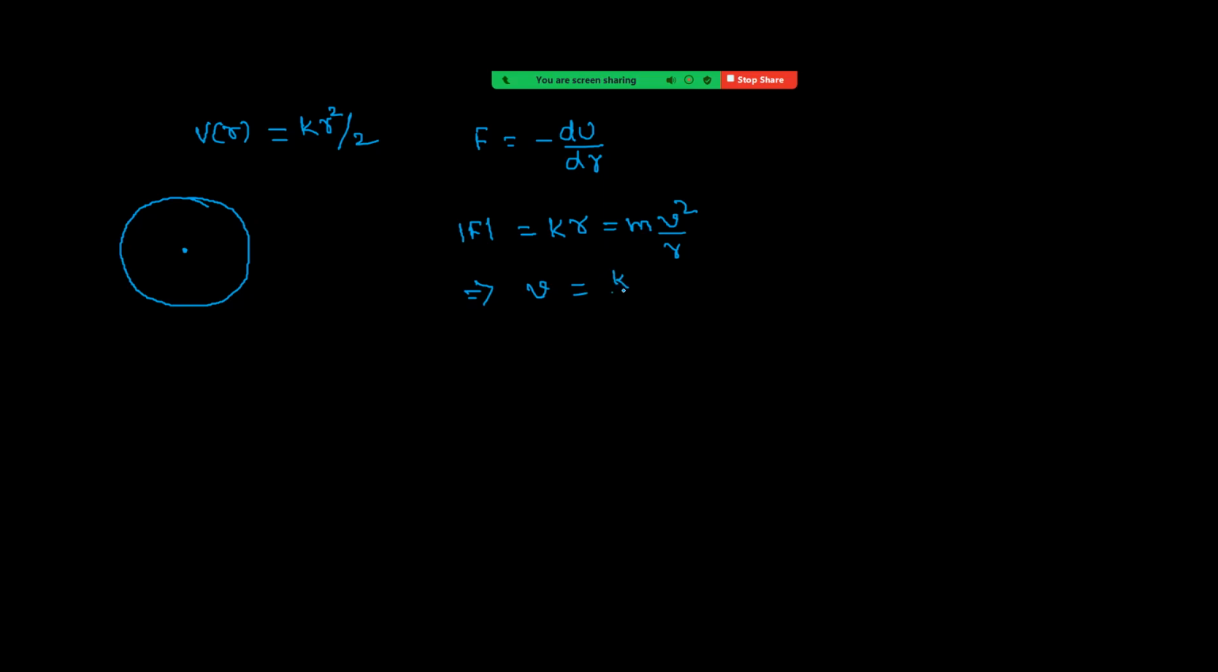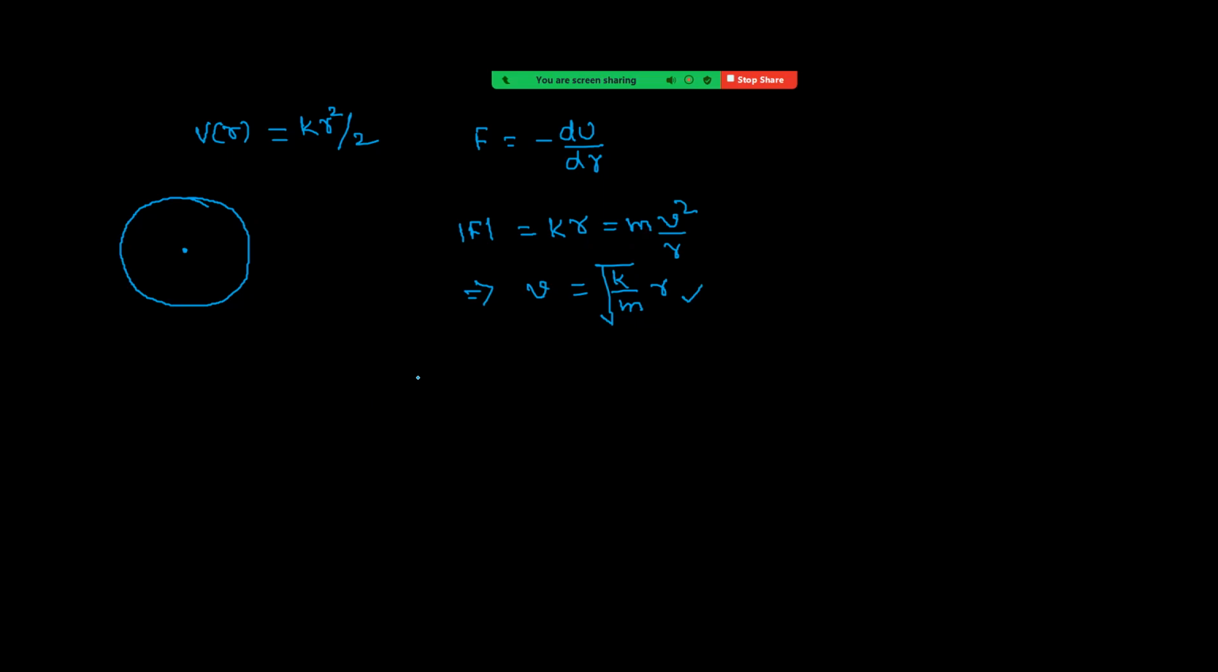v is k by m under root, k by m under root r square. It is r. Now it is given circular orbit of radius capital R. That means we have taken the place of small r, it is capital R. That means option B is matched, right?